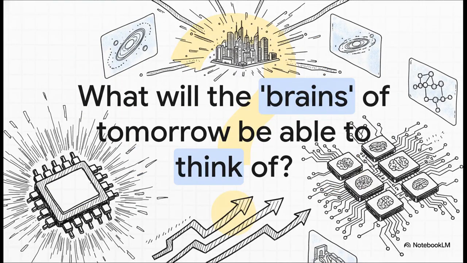So when you think about it, we've gone from a simple chip that could barely do addition to these multi-core giants that are now powering artificial intelligence. The journey of the CPU has been nothing short of revolutionary. And it really makes you wonder, right? As we keep pushing the absolute limits of physics and engineering, what incredible new frontiers will the computational brains of tomorrow be able to think of?